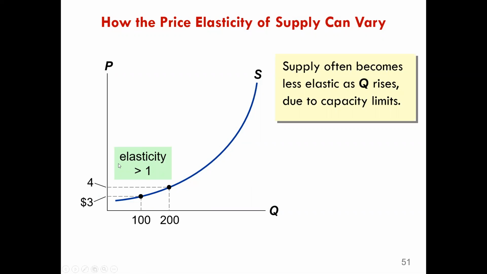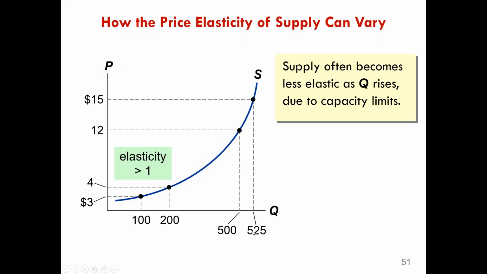Now you can see that elasticity of supply in this instance is greater than 1, because more is supplied than the changes in price. Now, when the price is $12, quantity supplied is 500. And when it gets to $15, quantity supplied is just 525. At this point, we can see that the elasticity of supply is less than 1. So along the same supply curve, we can see that elasticity of supply can vary.